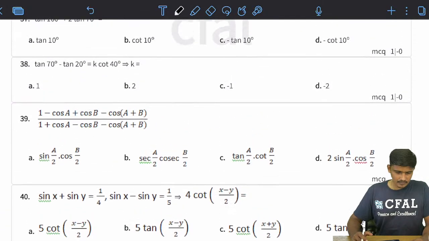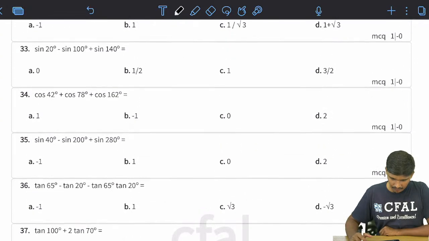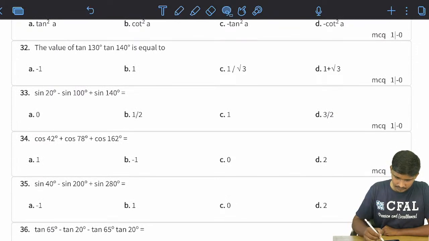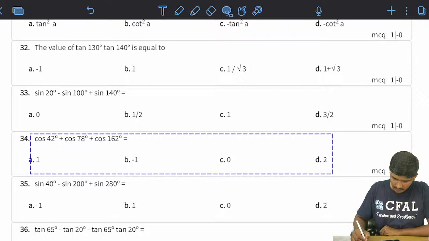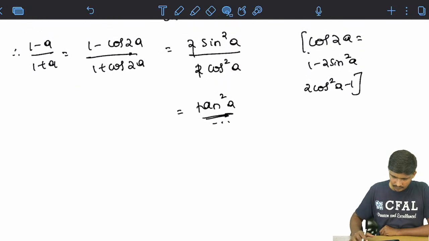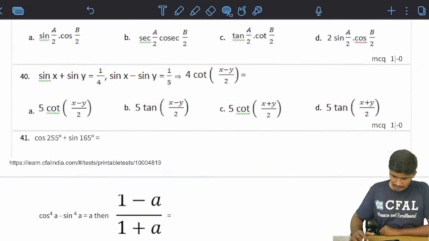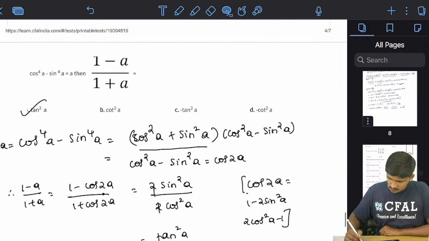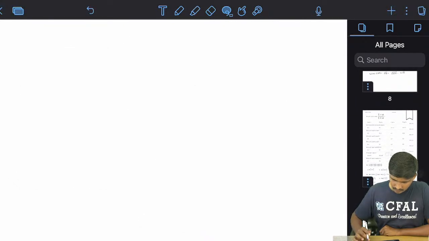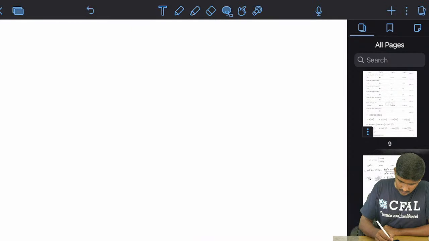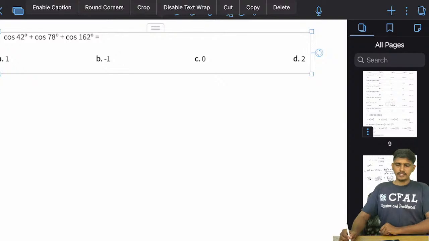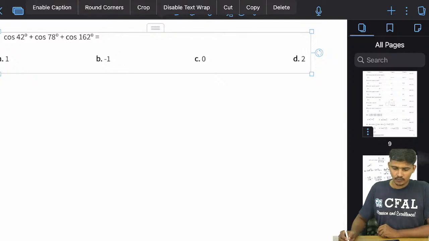Now let's move to question number 34. One more interesting question, question number 34. I added a page, so let me paste it here. Cos 42 plus cos 78 plus cos 162 is equal to dash.